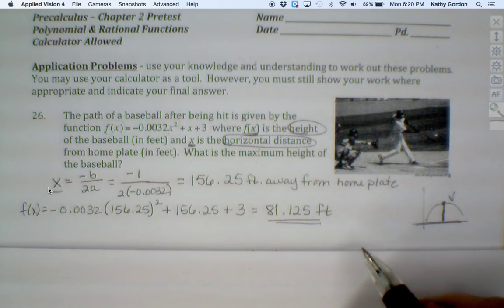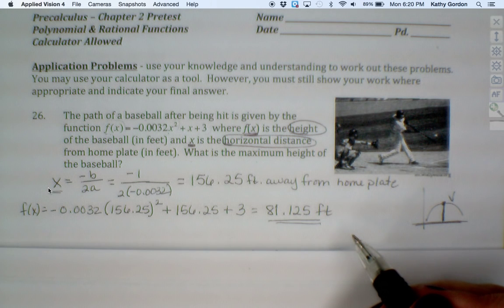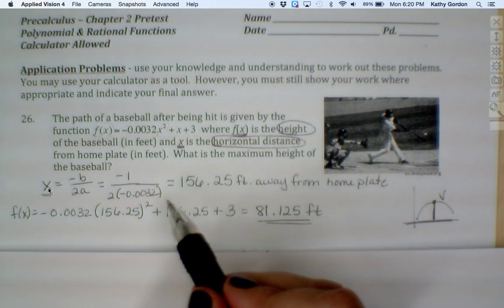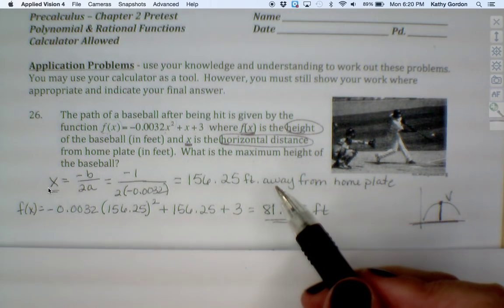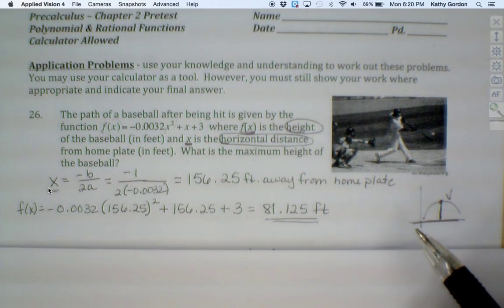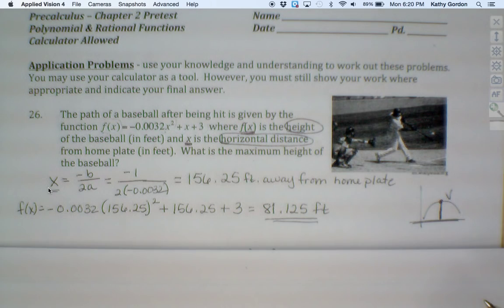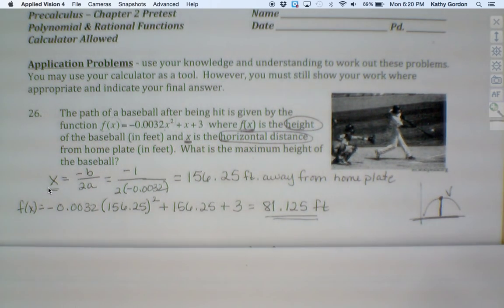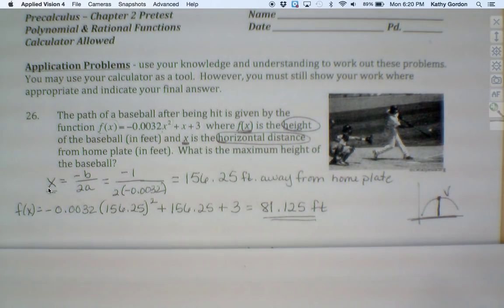Okay, so one way to use the calculator in this case is simply to help you do the calculations, since these are not the prettiest numbers in the world. We can just work it out algebraically to find our vertex for our parabola. And from that vertex, we can answer the question and say the maximum height is going to be 81.125 feet.